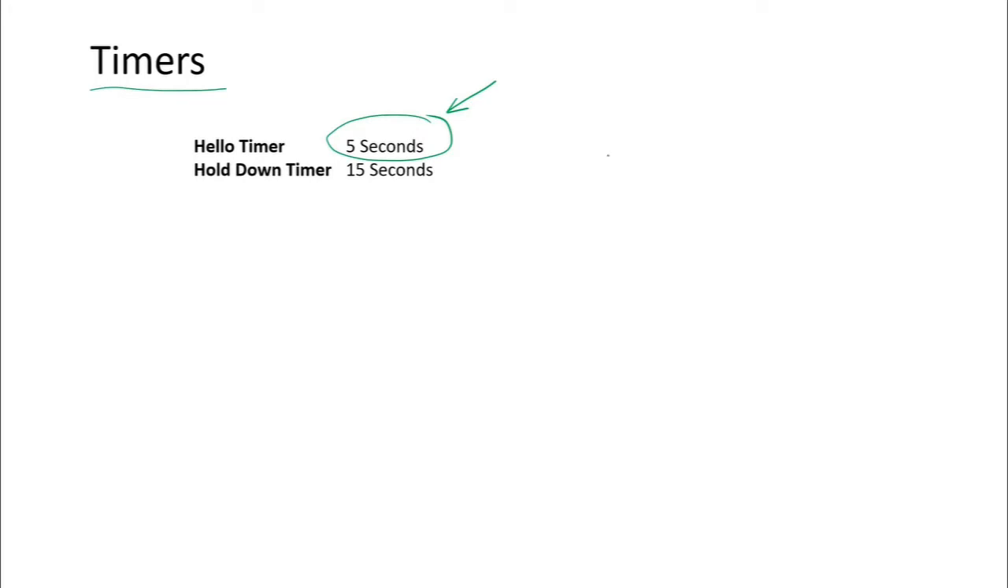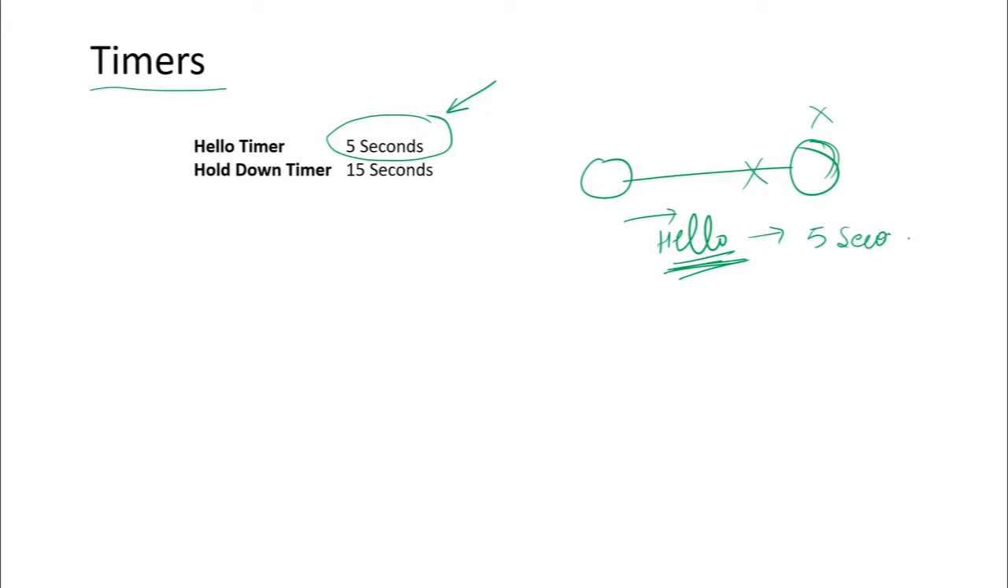The hello timer is basically this: whenever we have EIGRP configured on 2 routers, they keep sending hello packets because they want to know whether the other router is still connected with me or has dropped, or there's some problem in the link, or a router failure or power failure, whatever the cause. To know the status of the other router, they keep sending hello packets. The default interval is 5 seconds. They keep sending hello packets every 5 seconds, and the hold down timer is 15 seconds.